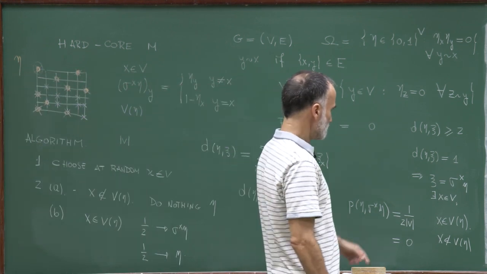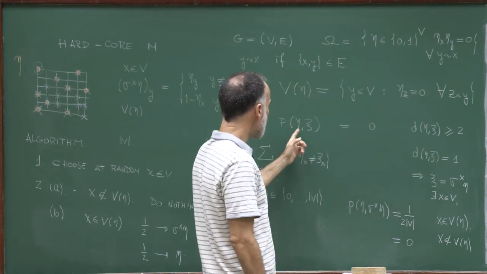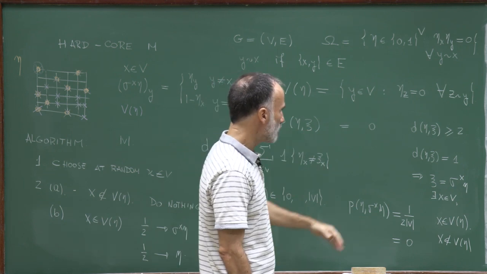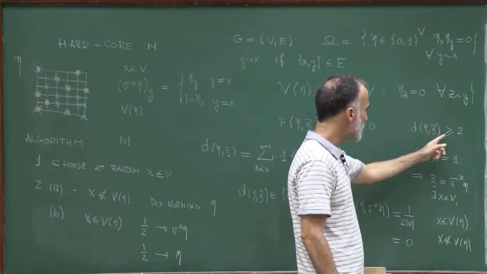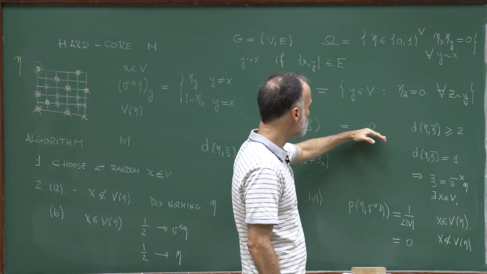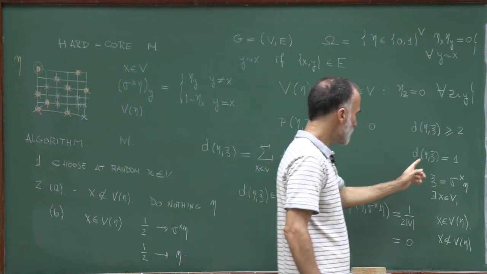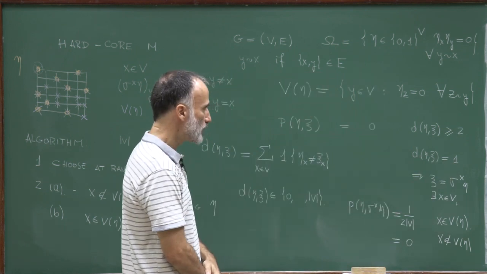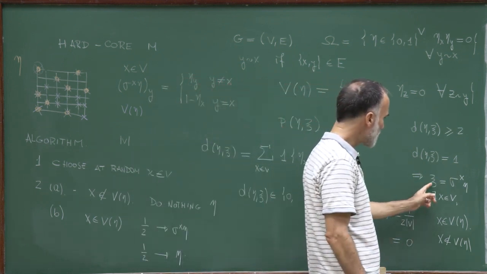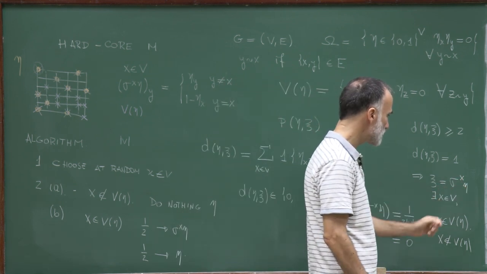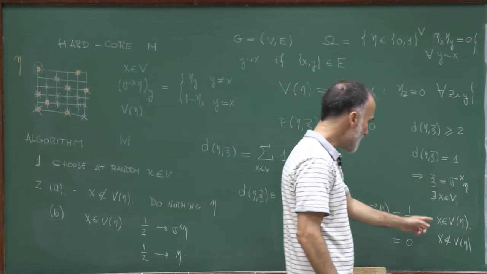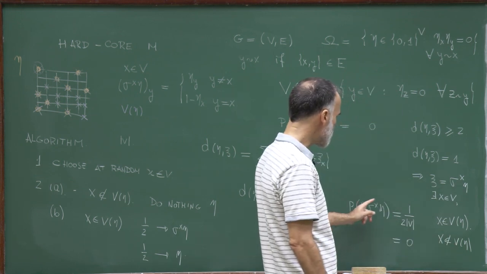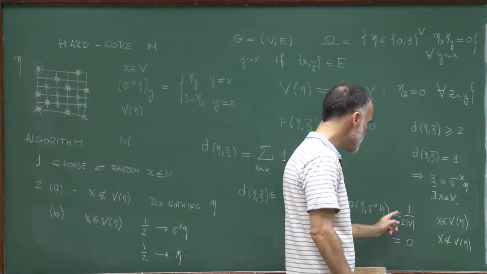So let me repeat. I'm fixing eta, and I'm defining this transition probability for all psi. I first consider the case in which the distance between eta and psi is larger or equal to 2, and I'm saying it's equal to 0. Now I'm considering the configuration psi for which the distance between eta and psi is equal to 1. If the distance is equal to 1, this means that psi is equal to sigma x eta for some x in V. Well, this x either belongs to V of eta or doesn't belong. If it doesn't belong, this transition probability is 0. If it belongs, it's equal to 1 over 2V.